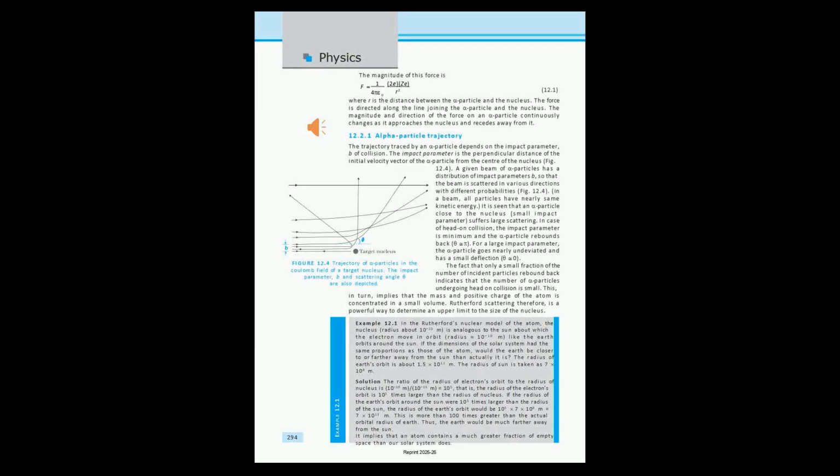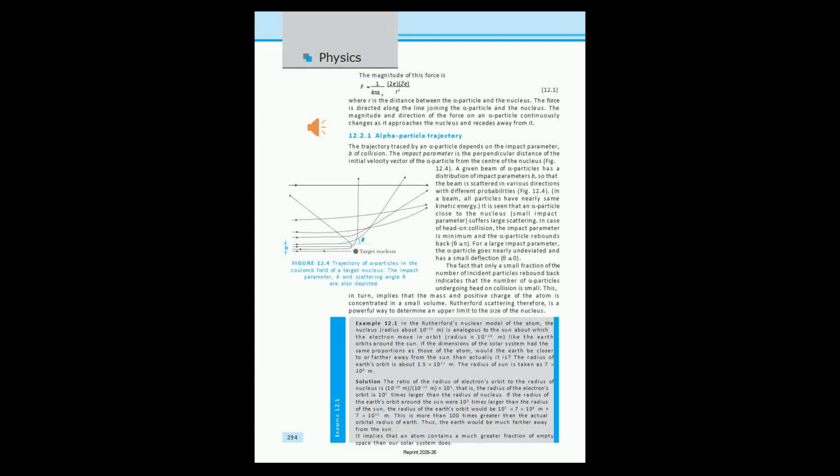In a beam, all particles have nearly the same kinetic energy. It is seen that an alpha particle close to the nucleus, with a small impact parameter, suffers large scattering. In case of a head-on collision, the impact parameter is minimum and the alpha particle rebounds back, as theta is approximately equal to pi. For a large impact parameter, the alpha particle goes nearly undeviated and has a small deflection, theta is approximately equal to 0.